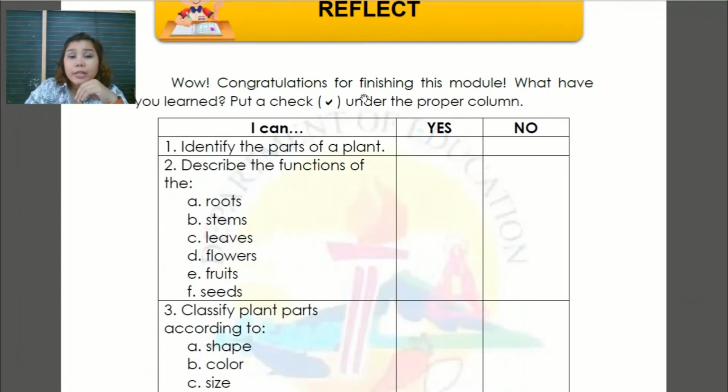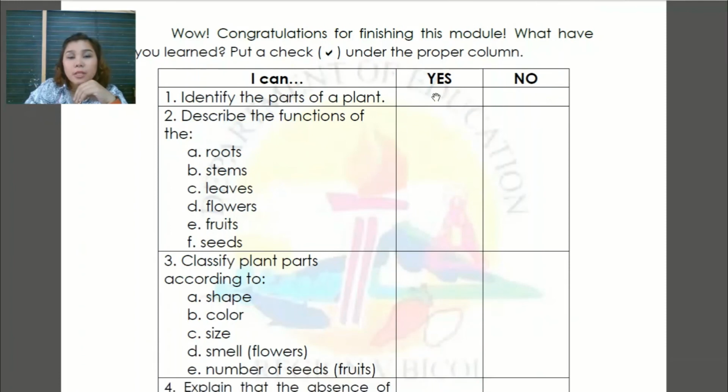So, wow, congratulations for finishing this module. What have you learned? Put a check under the proper column. So, if you can recall, it means you've learned something. And if you can identify each of the functions, it means it's a yes. On each learning, you either answer yes or no.